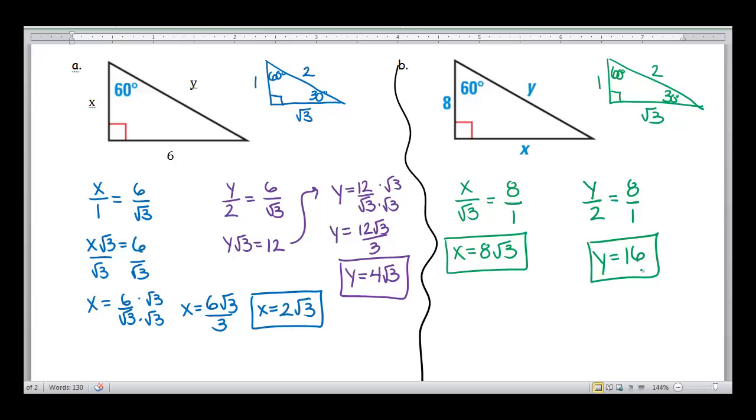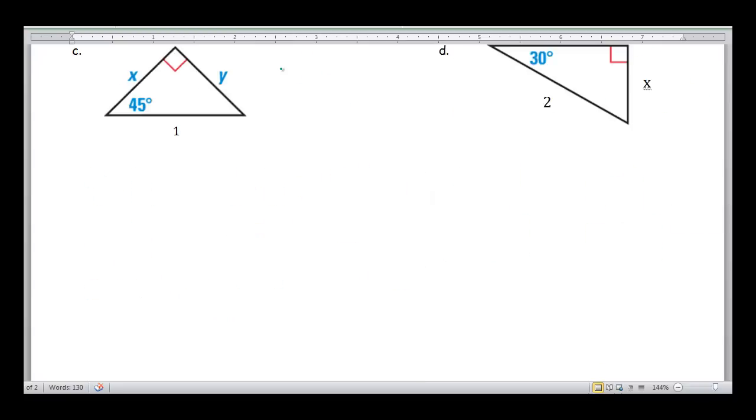Let's now look at a 45-45-90. Here in example C, if I draw out my basic triangle for a 45-45-90, I can then use the same idea to solve for both x and y. So let's say I wanted to solve for x. x corresponds to a side of 1. And the two sides that I know are the 1 and the root 2 that correspond.